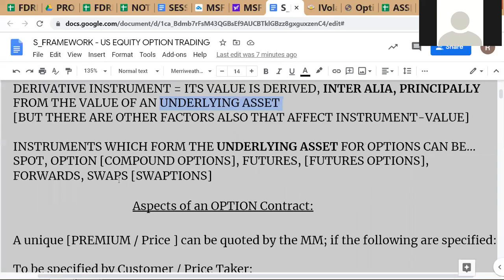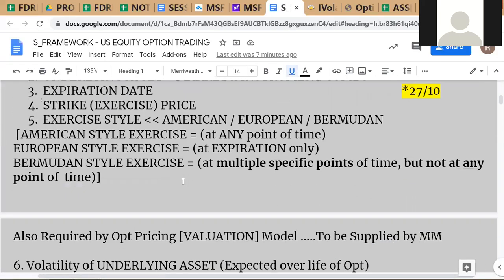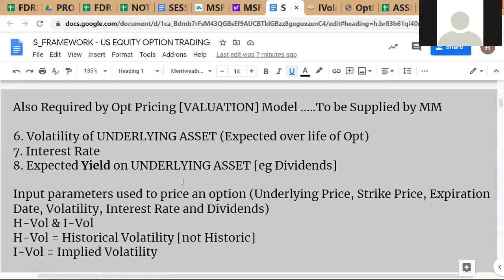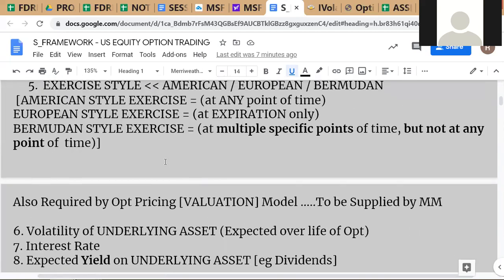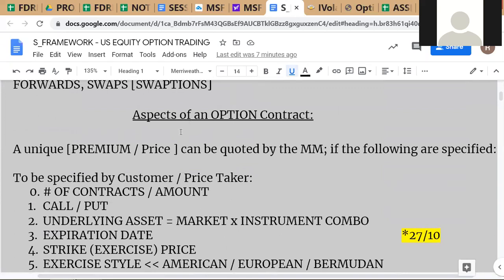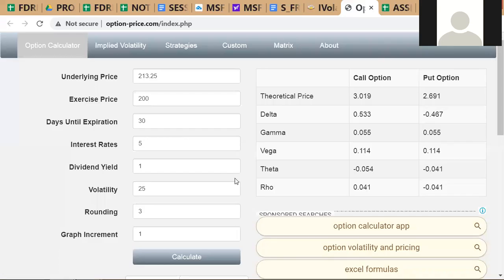All right. I was just copying from here. So this is essentially what we are talking about in this whole module that we are still discussing: aspects of an option contract, which is basically, before you price an option, what is it that you need to enter? Essentially we're talking about the inputs to an option pricing model. Some of the inputs come from the customer who wants the price, and some of the inputs are put in by the market maker.